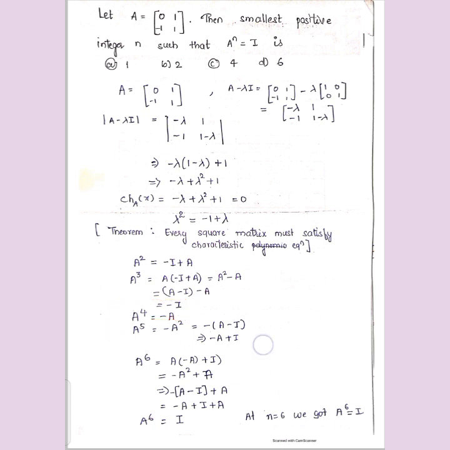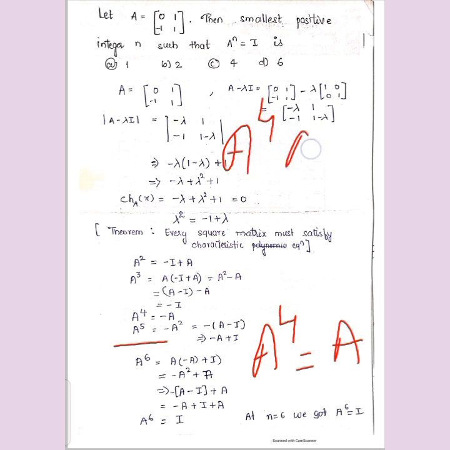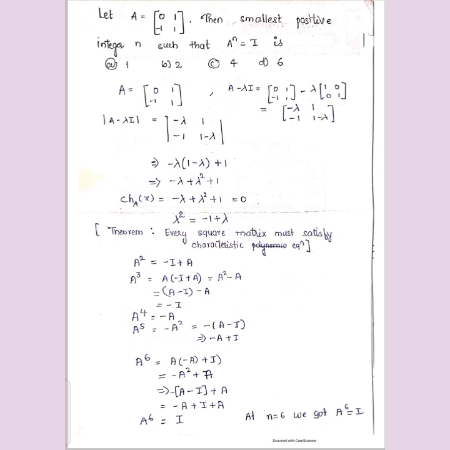Now here we got the equation that A raised to 4 equal to minus A. Multiply the A on both sides. What are you going to get? A raised to 4 into A will become A raised to 5, and here we have already minus A, so minus A into A will become minus A square. Keep minus I as it is.